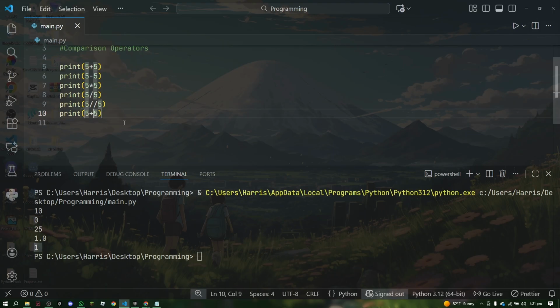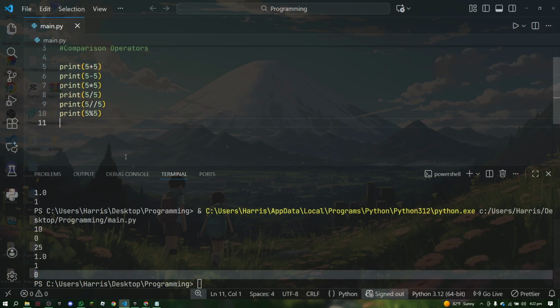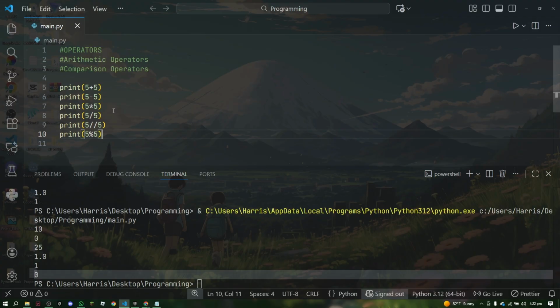One more that we're going to try out is the modulo. What this does is it returns the remainder value. So if you divide 5 by 5 in long division form, you're going to see that you get a 0 because 5 times 1 is 5, so you get nothing. So these are the arithmetic operators. Try them out and then come back for comparison operators.